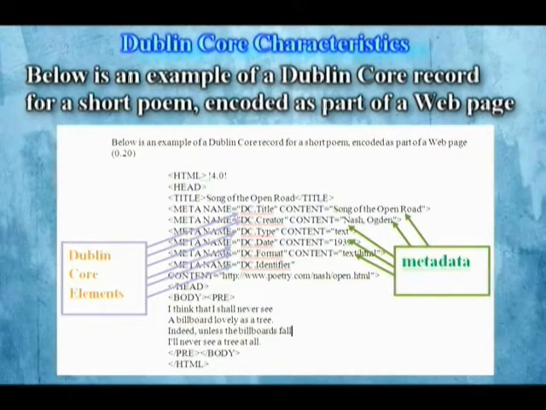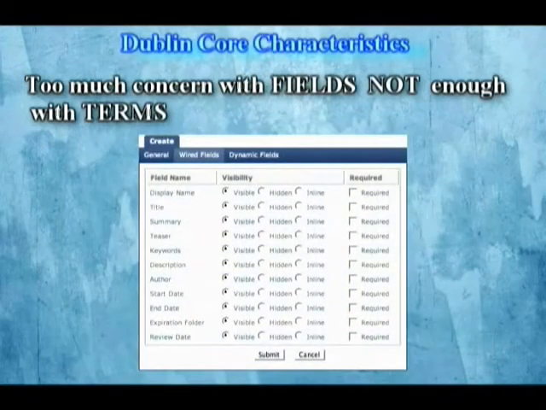This shows a simple example of a Dublin Core record for a short poem, encoded as part of a web page. And the Dublin Core elements and metadata are shown by arrows.